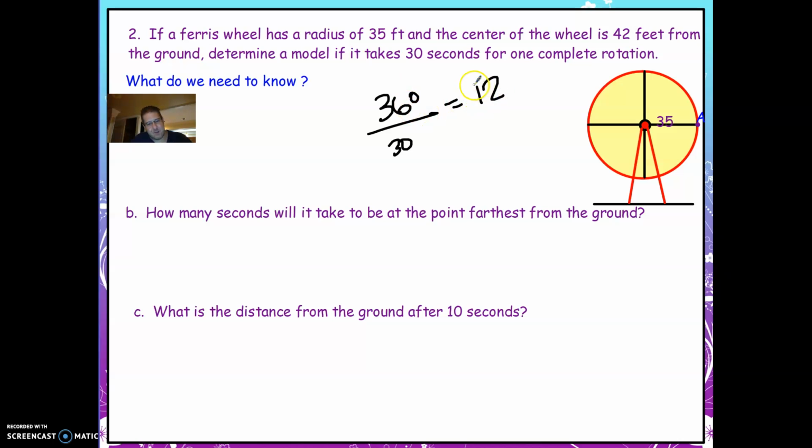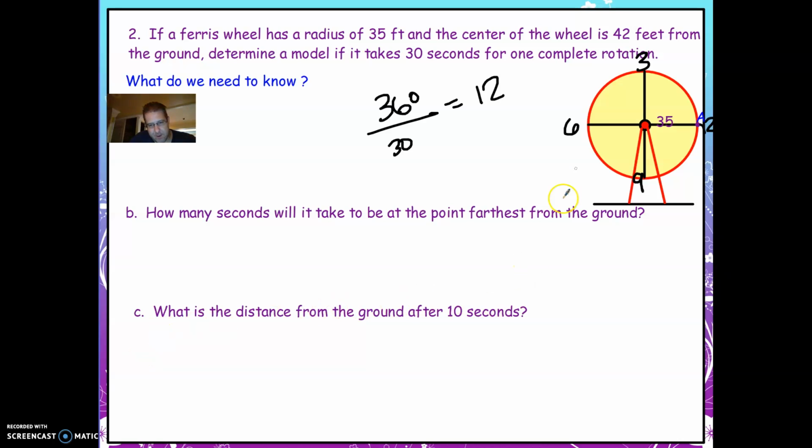How many seconds will it take to be at the point furthest away from the ground? Well, if it takes 12 seconds to go all the way around, then you know it takes 6 seconds to go halfway around. So if it takes 12 seconds to get to here, and then to get to halfway would take 3 seconds. 3, 6, 9, 12. There's the easiest way of doing it.